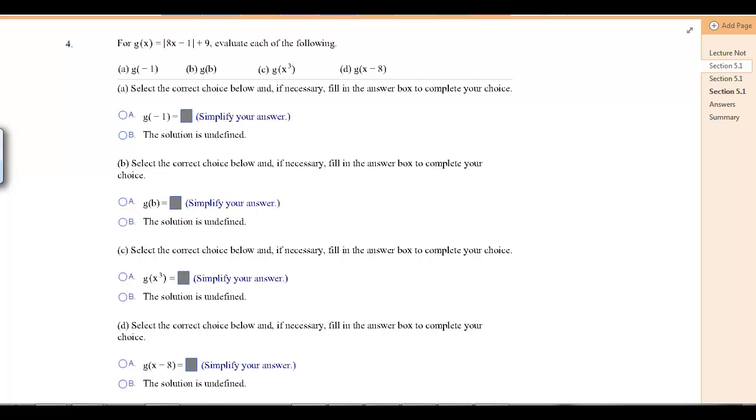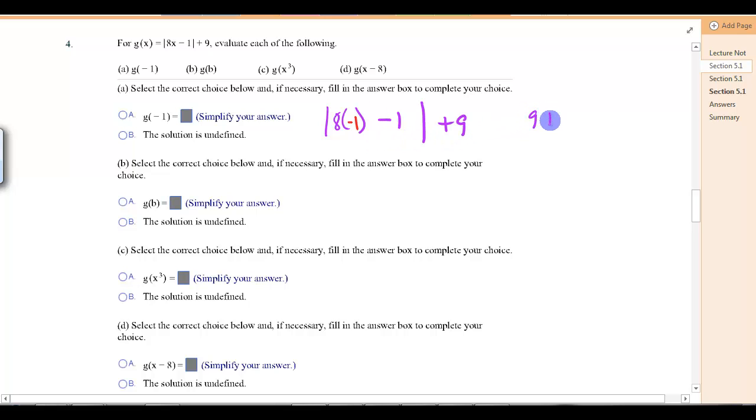Number 4, we're going to do the same kinds of things. We're just plugging in here. All right, g of negative 1 means we're going to put in the absolute value of 8x minus 1 plus 9. So we're putting a negative 1 here. And so that's negative 8 minus 1. That's a negative 9. But the absolute value of negative 9 is 9. So we have 9 plus 9 equals 18.